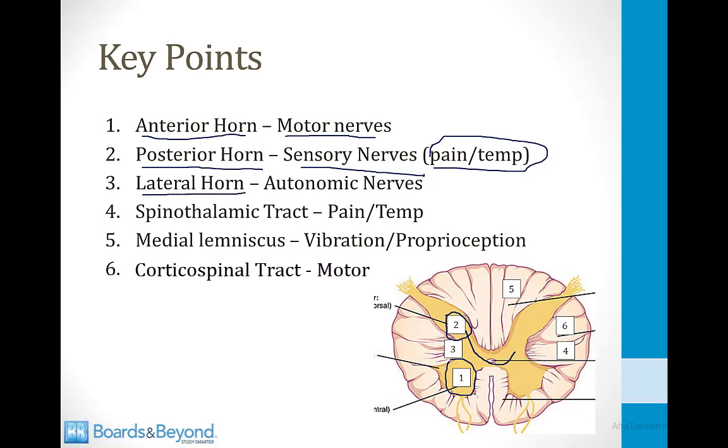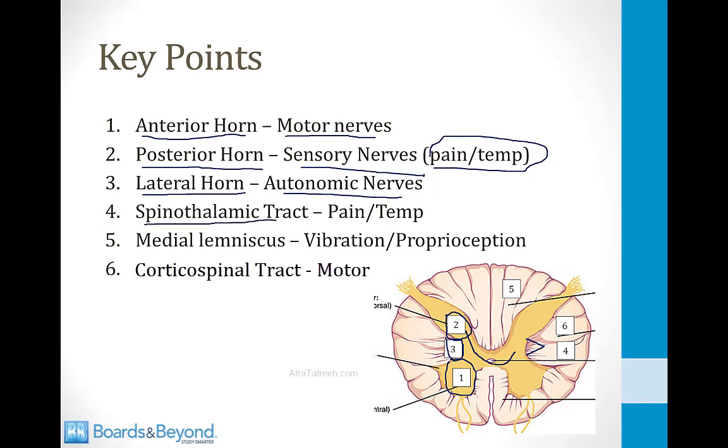Point 3 is that the lateral horn is what contains the sympathetic nerves. So look down here, I've drawn the number 3 where the lateral horn would be. It's actually not shown in this drawing. It would be a little bump here on the lateral portion of the gray matter. And the lateral horn is only found in the thoracic portion of the spine because that's where the sympathetic system leaves the spinal cord to synapse with sympathetic ganglia.